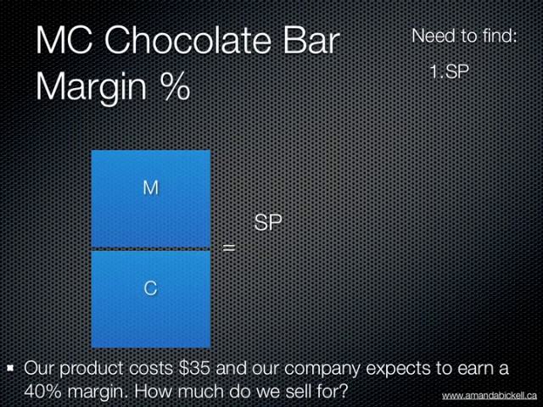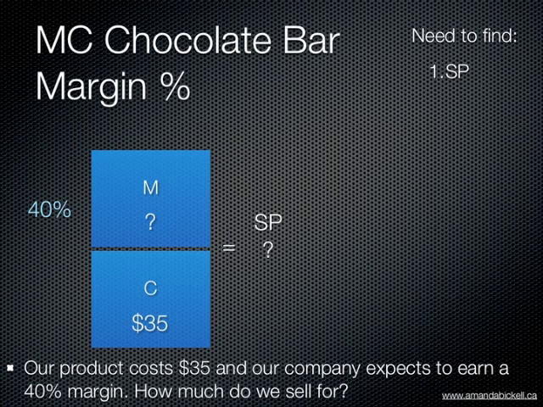Okay, so let's sort out what we need to find and what we know. We're trying to find the selling price. Like before, the cost is $35. We don't know the margin. We don't know the selling price. We've also got a percentage. This time it's 40%. 40% margin, which means it's given to us as a function of the selling price.